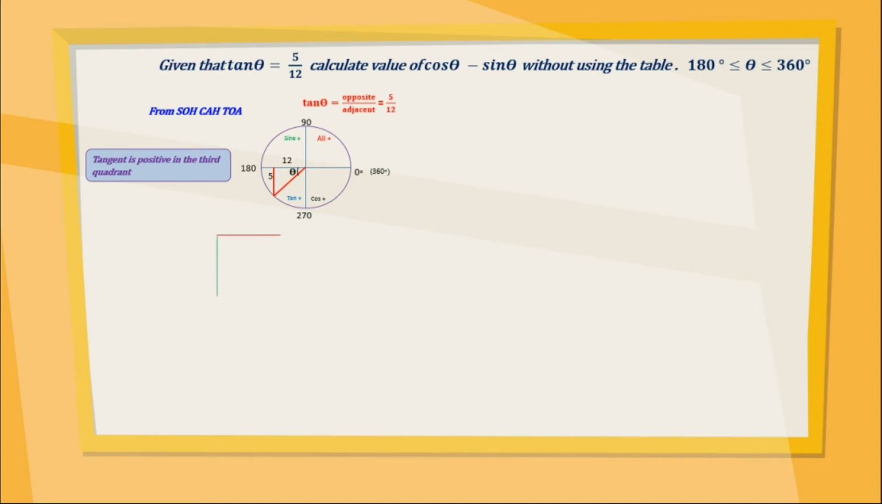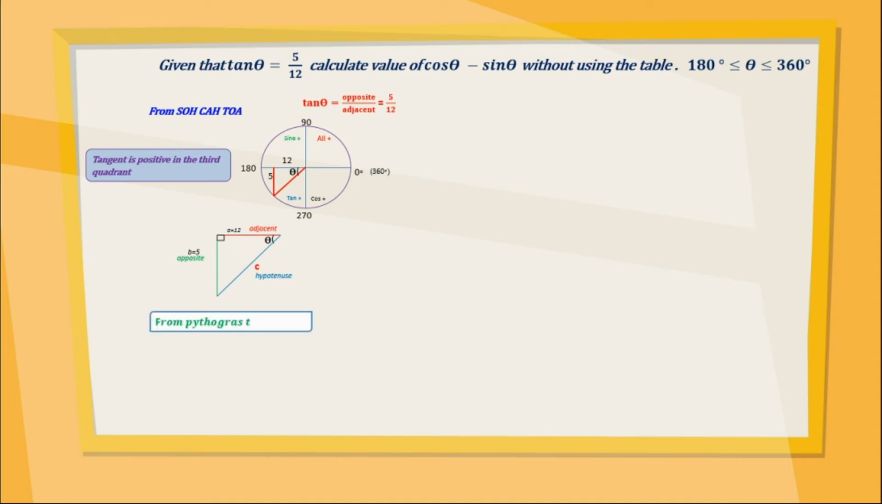So let's extract this triangle so that we have a clearer view of what is inside. So we have angle theta there. We are going to represent A, which is equivalent to 12, and that is our adjacent. We also look at opposite, which is 5, as per the statement above. So now we are going to get the value of C, which we do not know, and that is the hypotenuse, the longest side of the right angle triangle.